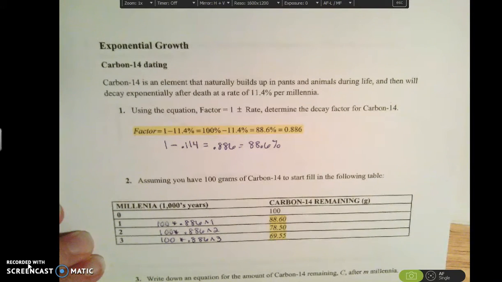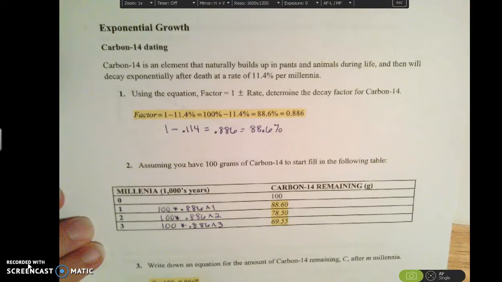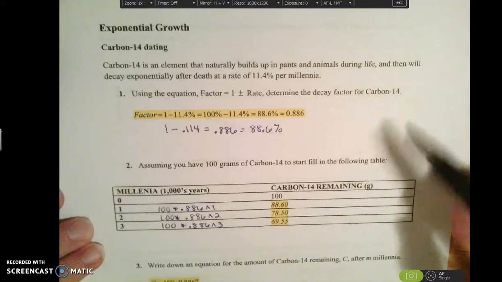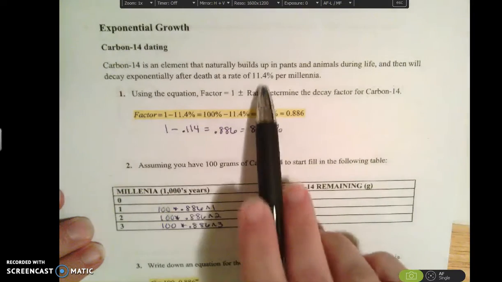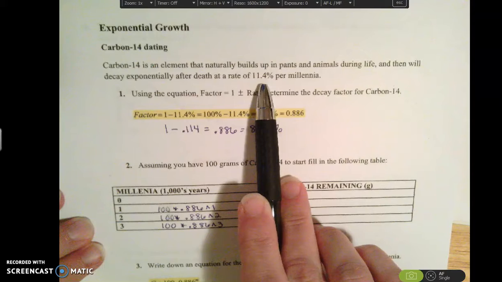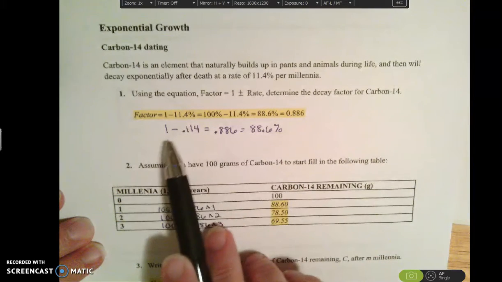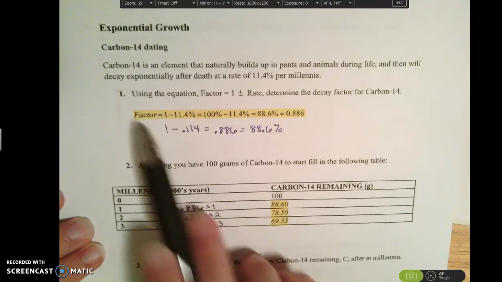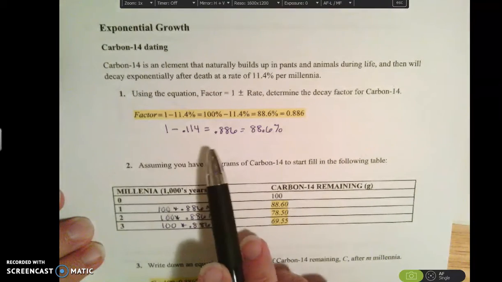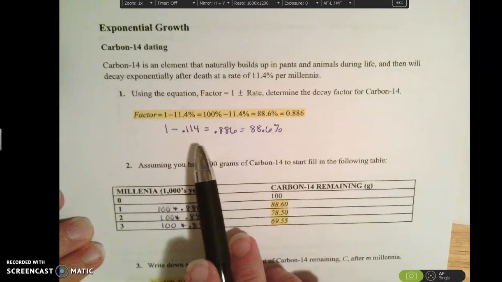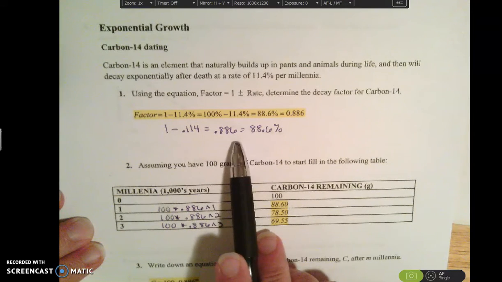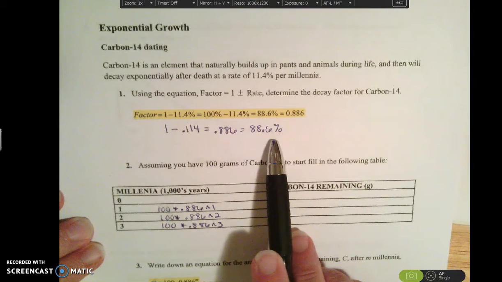So what we're going to be doing is figuring out the decay factor, and we're going to be using that information to find some other parts. Use the equation factor equals 1 plus or minus the rate to determine the decay factor for carbon-14. So 11.4% is the rate. We're going to do 1 minus, because it's decay, 1 minus 0.114, which is 11.4%, which is 0.886, the same thing as 88.6%.